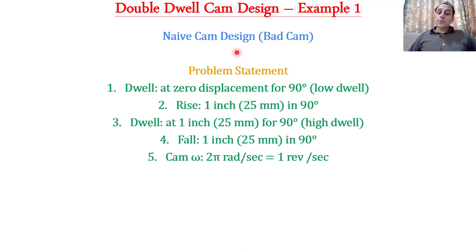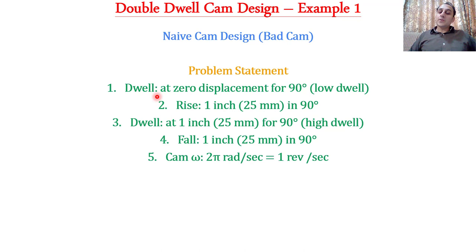First of all, we need to understand the problem statement. What is given in the problem statement? Number one is that we have four segments. The first segment is dwell. It means at 0 degree of the cam, the follower will be at zero position, or 0 millimeter or 0 inches.